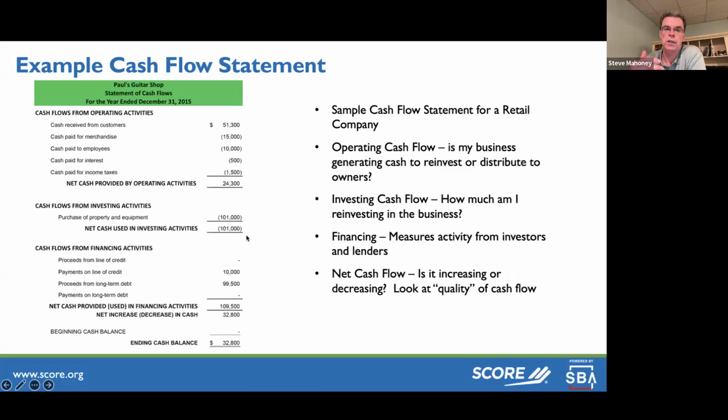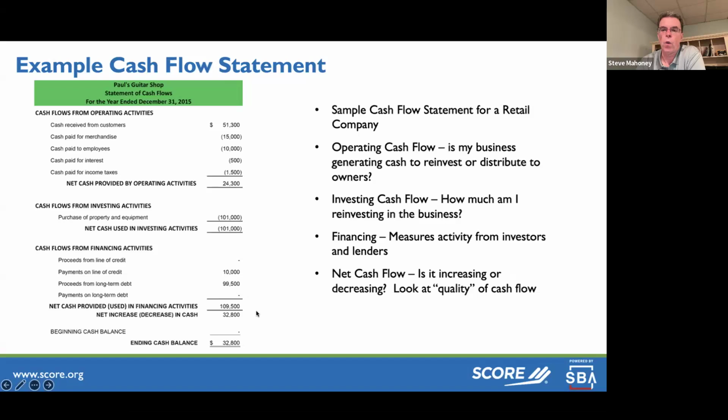The next thing to look at is your investing activities, which in this example, you can see this business owner chose to invest $101,000 in property and equipment. So he's making a strategic investment in his business. You say to yourself, wow, that's a lot of money. He only generated $24,000 of operating cash from running his business. How did he afford to do that? Well, if you look down on the financing section, you can see that he borrowed $109,500: $10,000 on a line of credit, and he took out $99,500 in debt. So this measures activity from banks or investors who are putting money into the business.